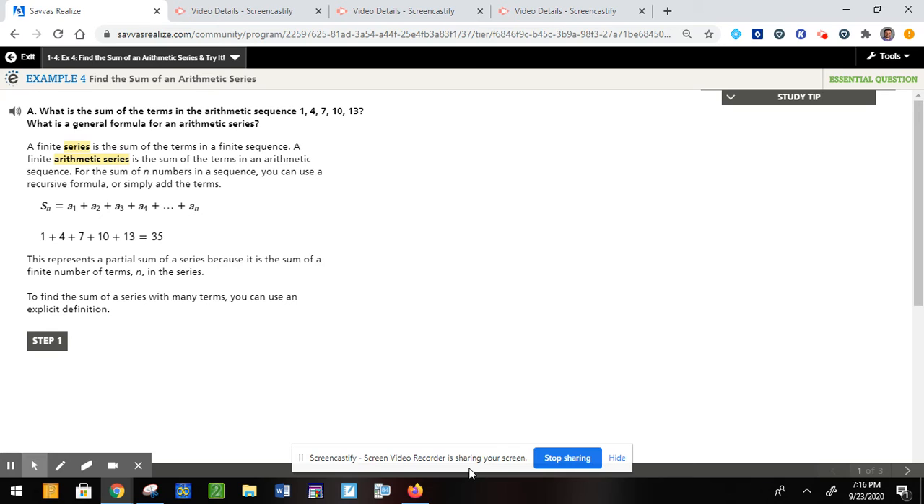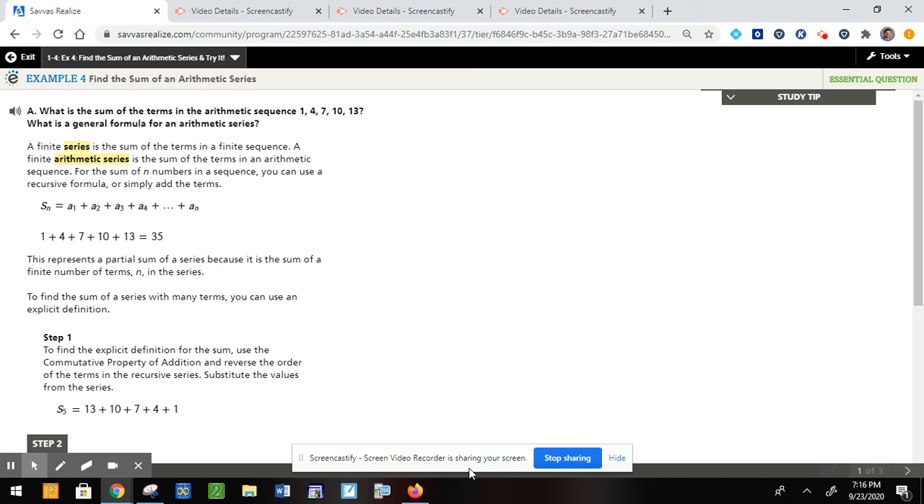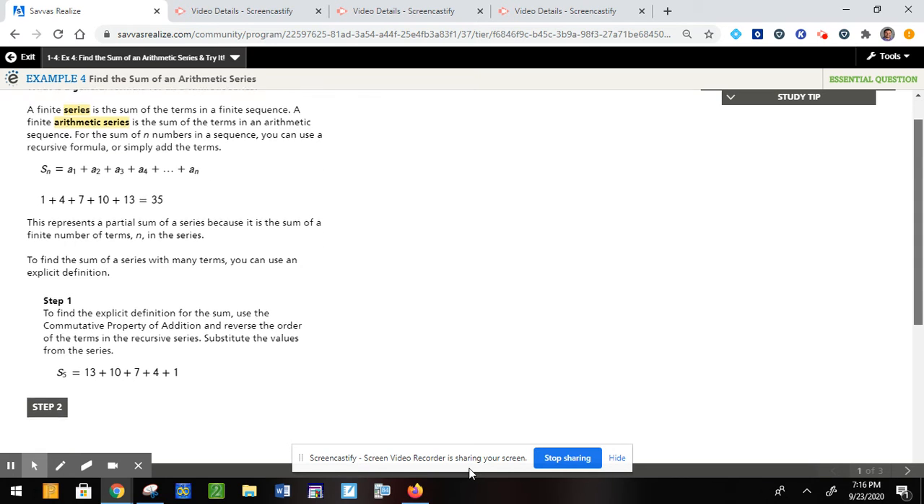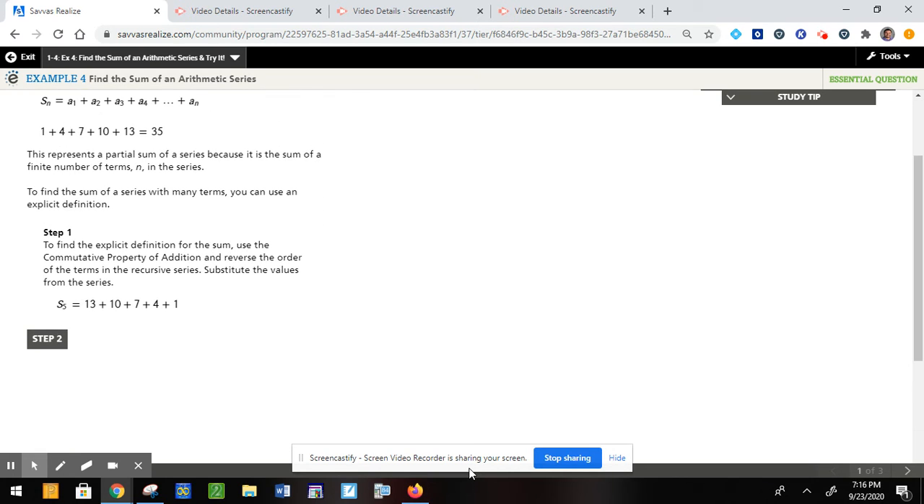So basically, they're saying what I was saying, which is this is easy enough to add up, but what if it was a lot longer? You would want an explicit definition that would allow you to do that. All right. So the first step is to find the explicit definition for the sum. Use the commutative property of addition to reverse the order of the terms, and you can substitute the values from the series. So you just took the numbers and flipped them around.